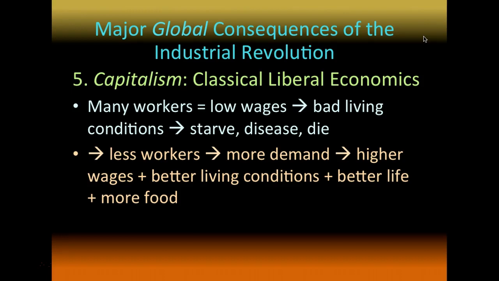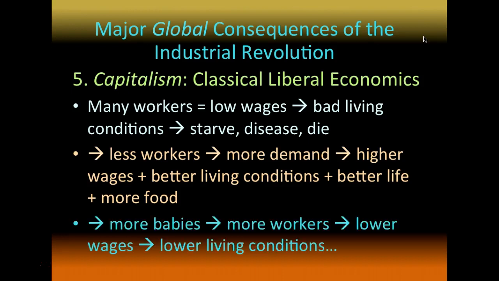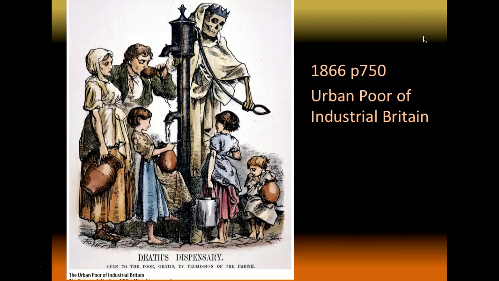And if there are fewer workers, then there's more demand for the workers, which means that laborers can say, you need me, I want more money. And that leads to higher wages and better living conditions. And when you have better living conditions and a better life and more food, what do you do? You have more babies. And more babies means eventually more workers, which means lower wages and lower living conditions, and then bad things happen and people starve and get diseases and die, etc. So this is the circle of the capitalist philosophy, classical liberal economics in regard to capitalism.